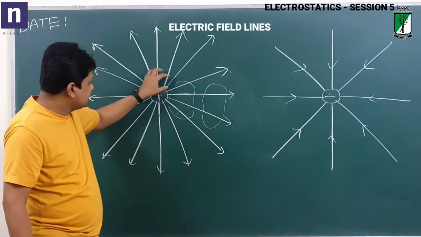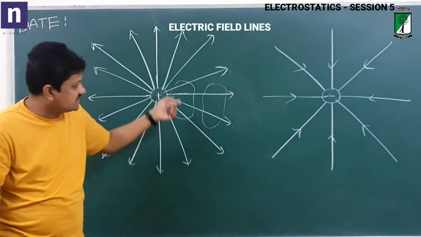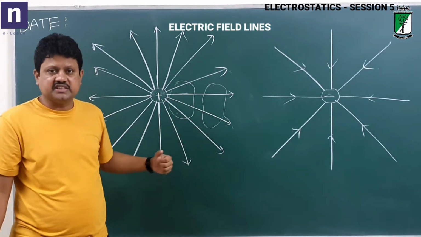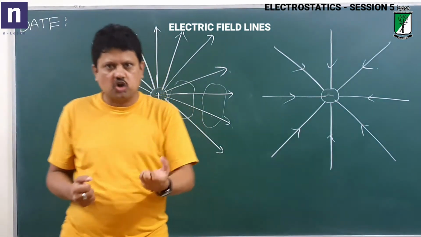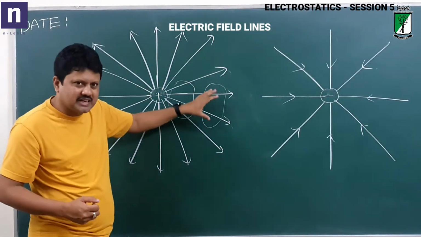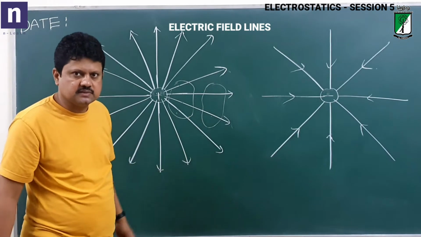So, where the density is more, strength is more. Where density is less, strength is less, we can say. Means, where the field lines are crowded, the strength of the field is more. And where the field lines are spread away, the strength is less.